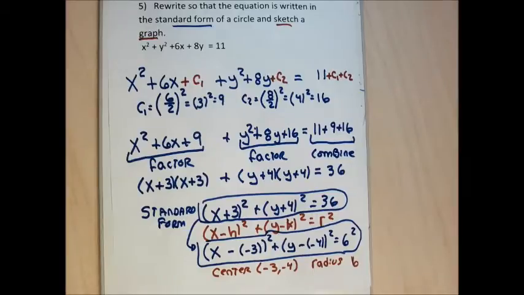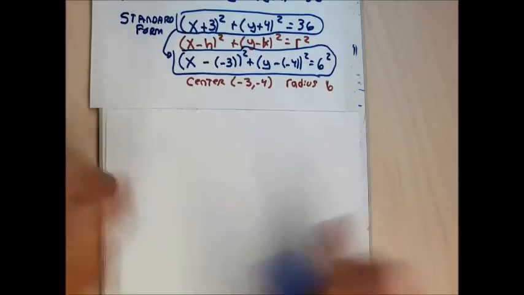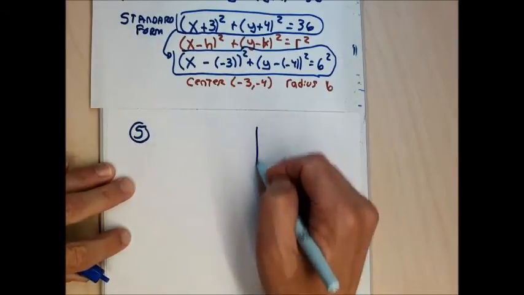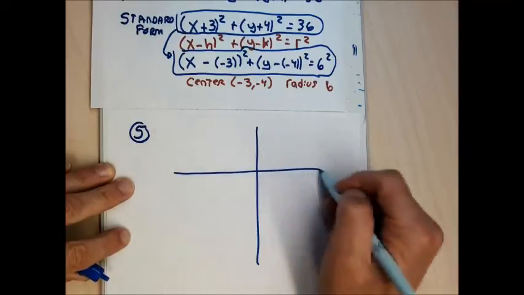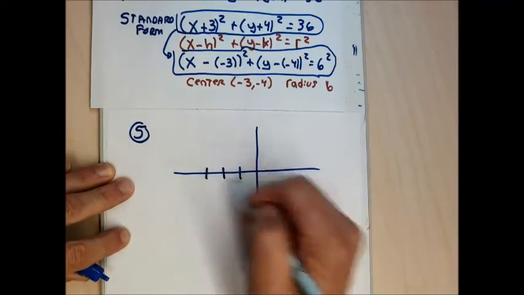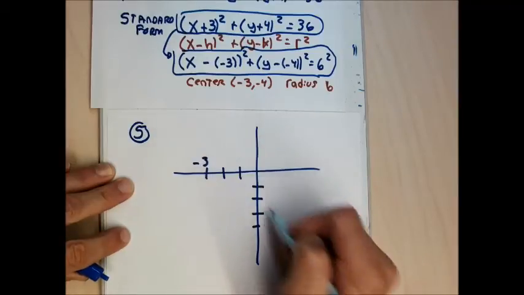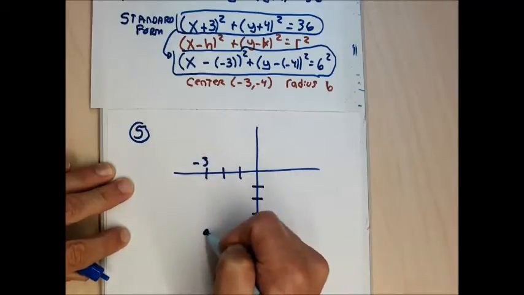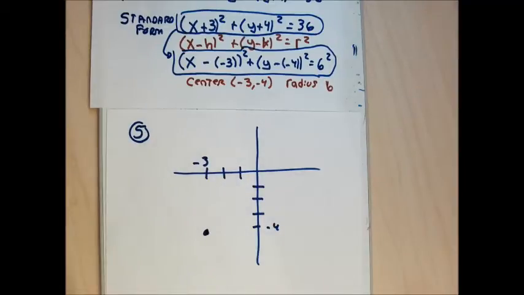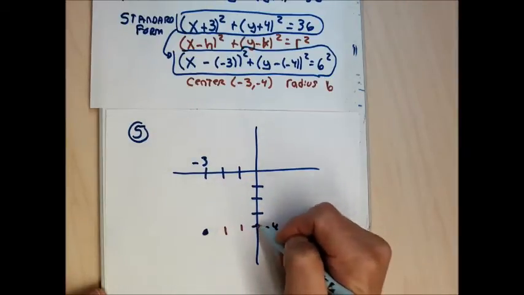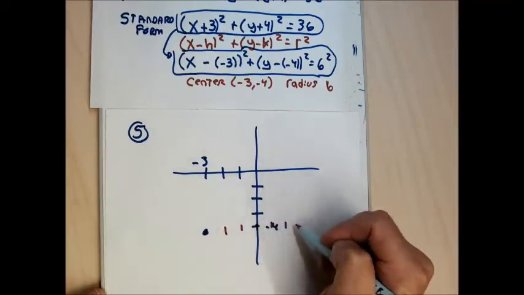So to finish up problem 5, I'm just going to sketch a really awful graph of a circle that has a center of -3, -4. So negative 1, 2, 3, negative 1, 2, 3, 4. So that's negative 3, negative 4. There's my center. And I need a radius of 6, which means I need to go up and down, left and right 6. So I'm going to go right 6. 1, 2, 3, 4, 5, 6.